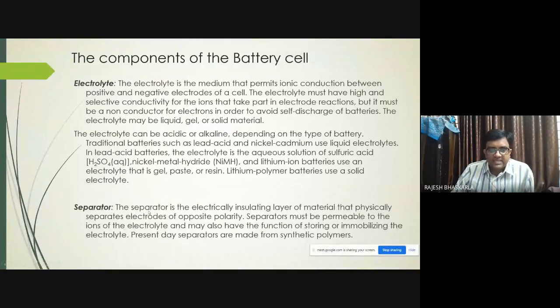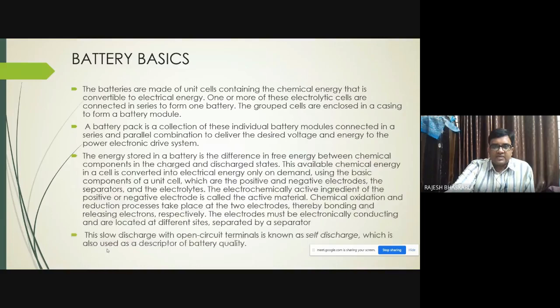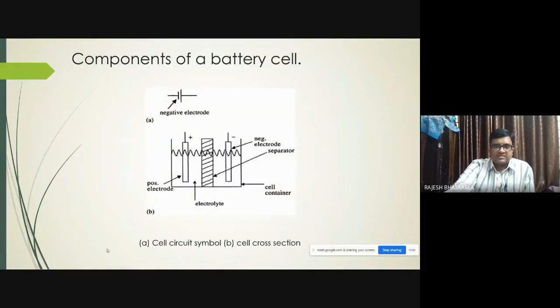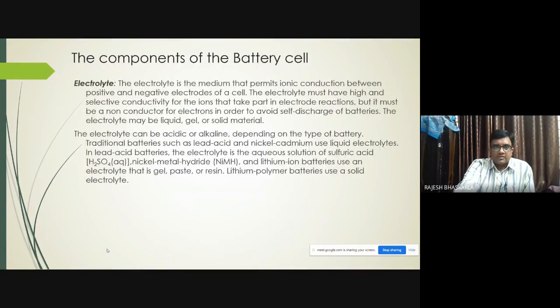So here, the separator is the electrically insulating layer of material that physically separates electrodes of opposite polarity. The separator must be permeable to the ions of the electrolyte and may also have the function of storing or immobilizing the electrolyte. Immobilizing means we stop the electrolyte from flowing continuously. So these are the components of the battery. There are 4 components: positive electrode, negative electrode, electrolyte, and then separator. Is this clear?